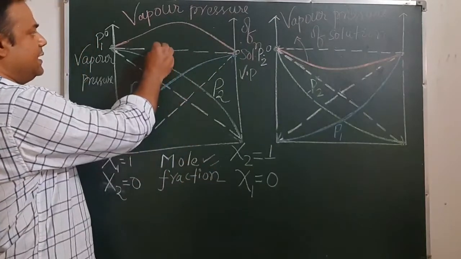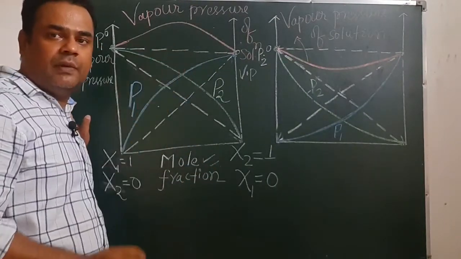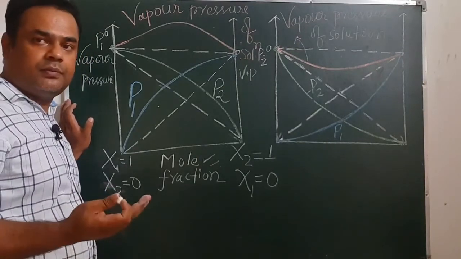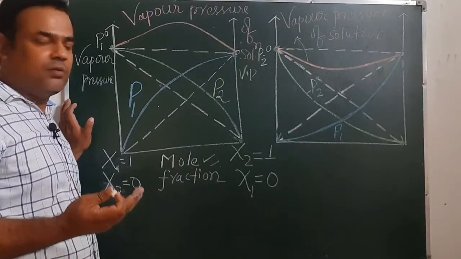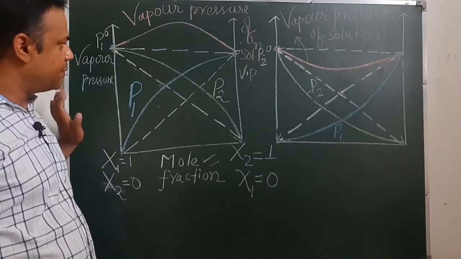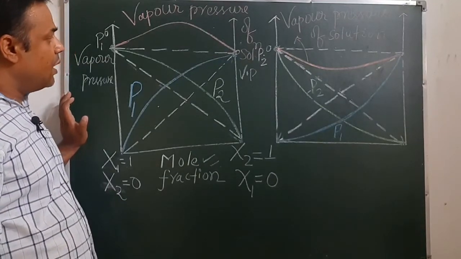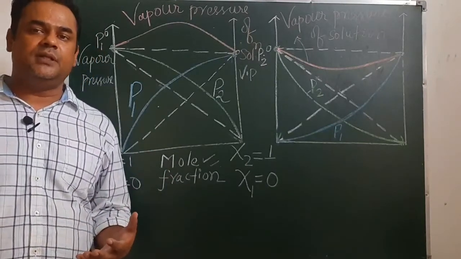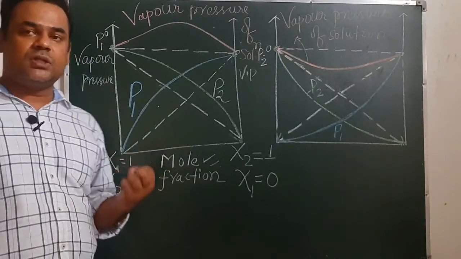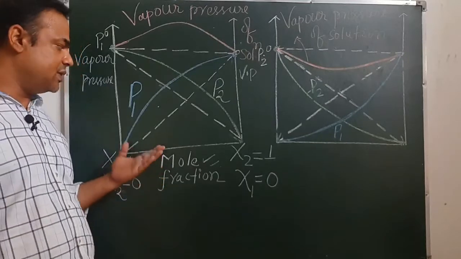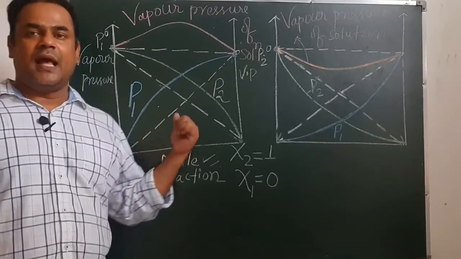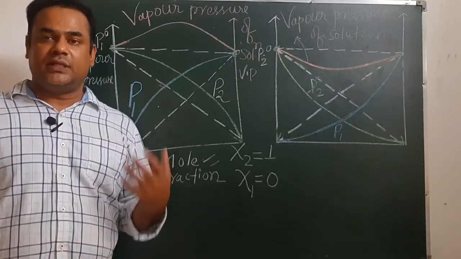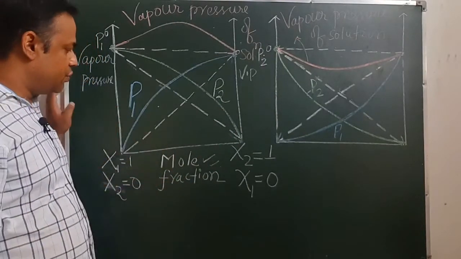This line is indicating total vapor pressure of the solution, and total vapor pressure of solution is equal to vapor pressure of solute plus vapor pressure of solvent. But if this solution is not ideal, means if interaction is not same, in that case we'll observe positive deviation as well as negative deviation. So when will we observe positive deviation? This is a question to address.